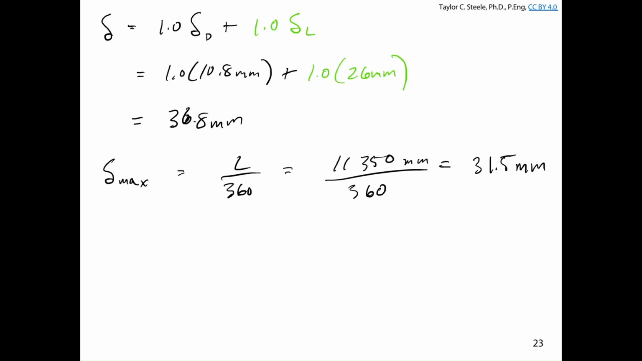Okay? The other thing that might work, maybe we don't actually have floor finishes susceptible to cracking. I don't know. Maybe it's any other floor that's not susceptible to cracking. Maybe it's divided by 300. And if that was the case, our limit would be 37.8 millimeters. So if our floor had finishes not susceptible to cracking, would it be acceptable even with non-permanent partitions?